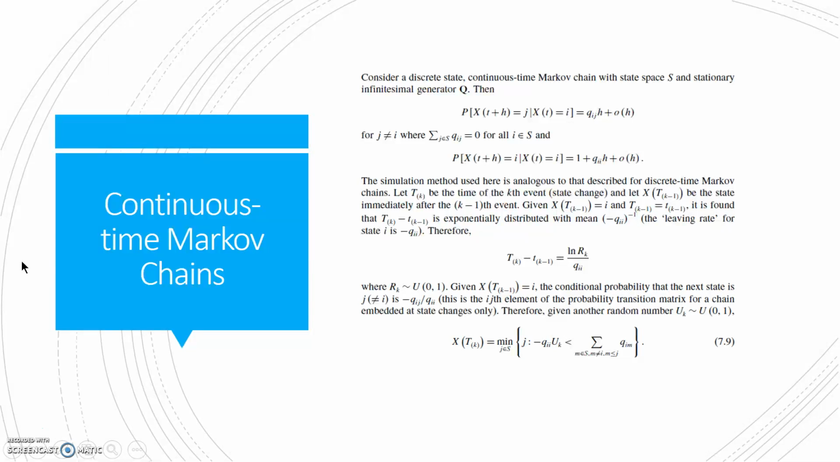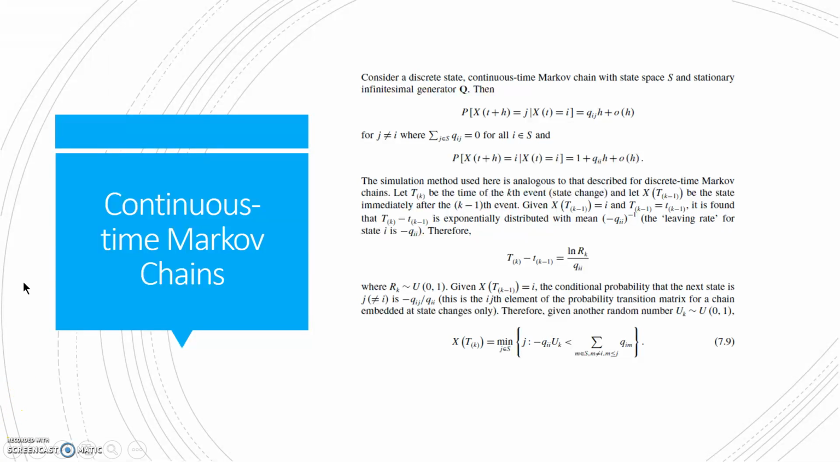Now if we're given that x of t k minus 1 is equal to i, then the conditional probability that the next state is j is negative q ij over q ii, and therefore given another random number u k, a member of U(0, 1), the formula will be x of t sub k, which is equal to the min of m such that negative q ii times u k is less than the sum of q sub im.